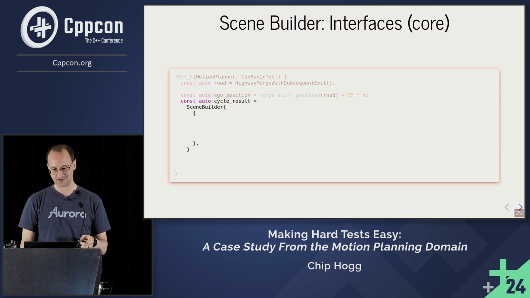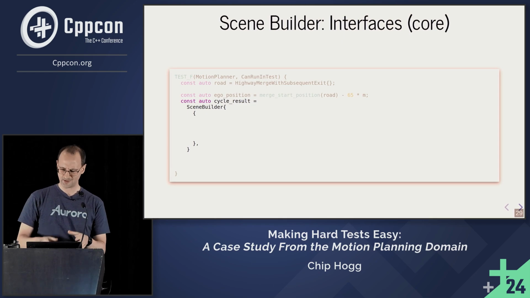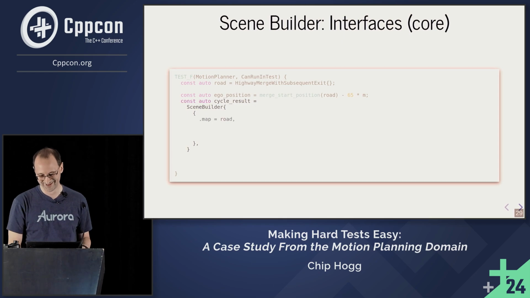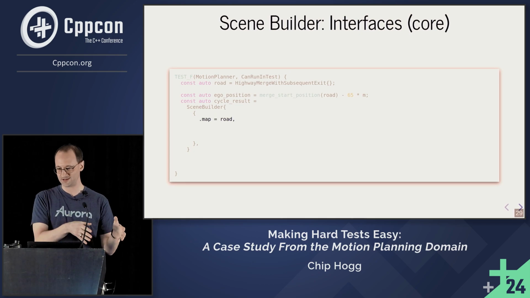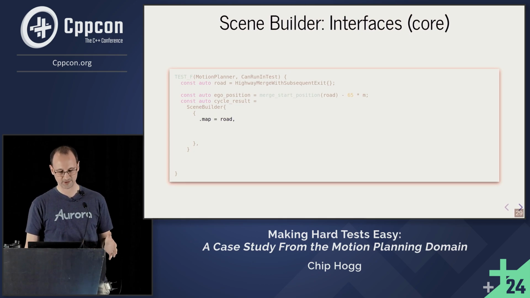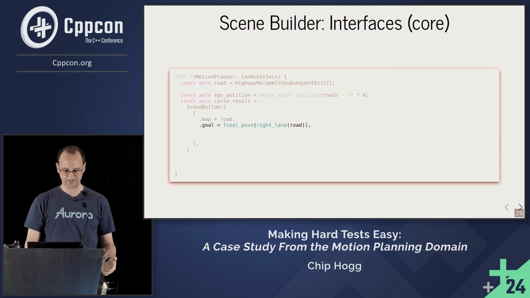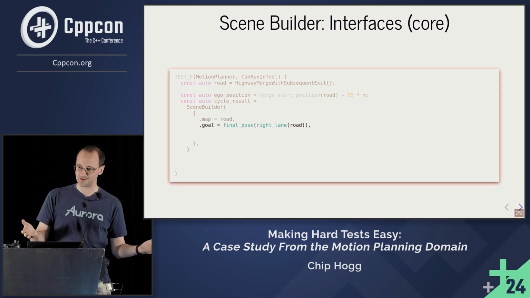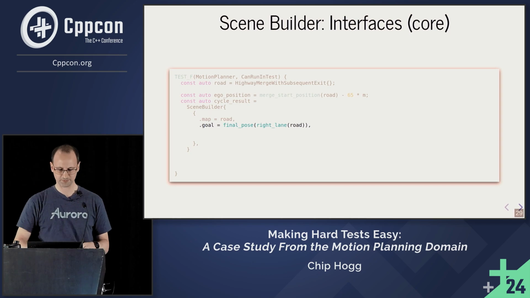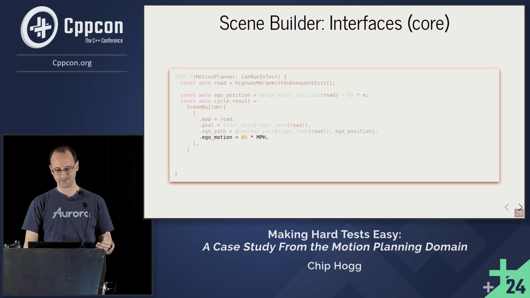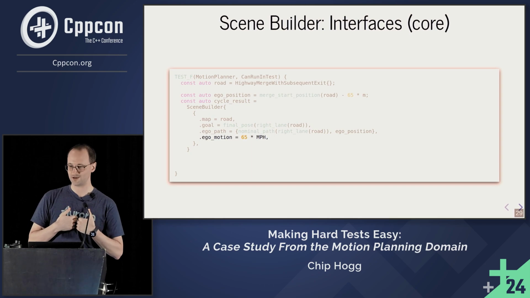So we're going to use a technique that I saw on one of the posters. Obviously, we had it in the code before that. So we're going to give it these with designated initializers and an unnamed struct for the argument. So we have the map. We have a goal, because if we don't have a goal, we're not motivated to move. Final pose of the right lane of the road. This is readable. And we have the path and motion of the eagle vehicle, us.